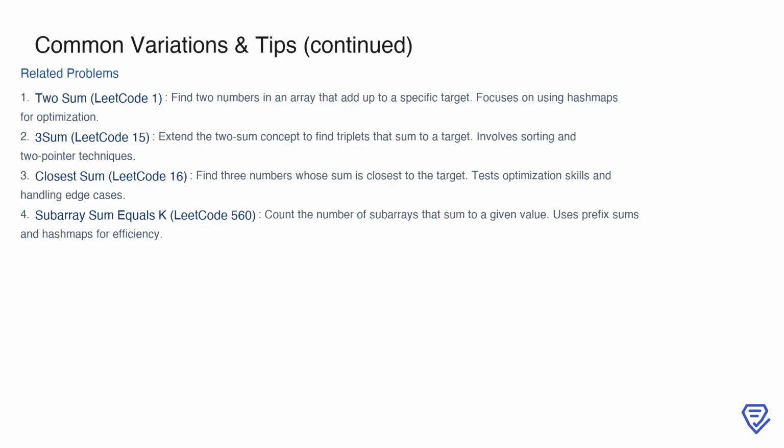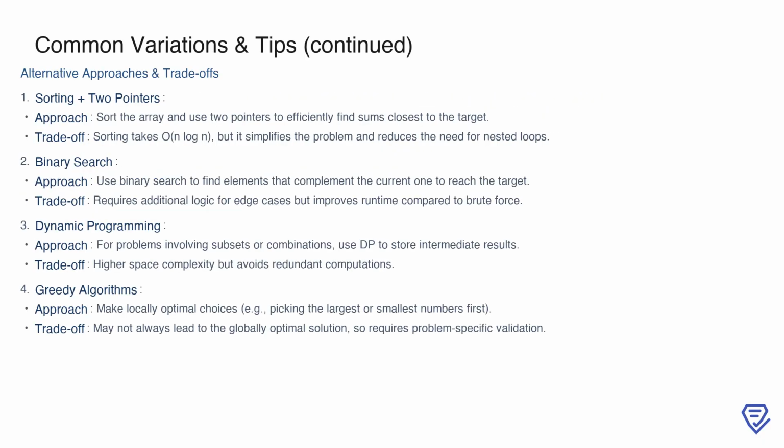Another variation is closest sum, LeetCode 16, where the goal is to find three numbers whose sum is closest to the target. This problem tests your ability to optimize while considering edge cases. Lastly, subarray sum equals k, LeetCode 560, challenges you to count the number of subarrays that sum to a given value. Efficient solutions to this problem often rely on prefix sums combined with hash maps to keep the runtime manageable. Exploring these problems can help you build a strong foundation and recognize patterns that apply to a wide variety of scenarios. Finally, let's examine some alternative approaches and the trade-offs they involve.